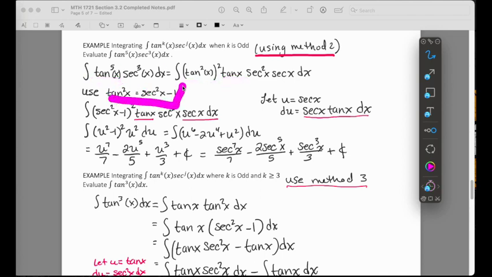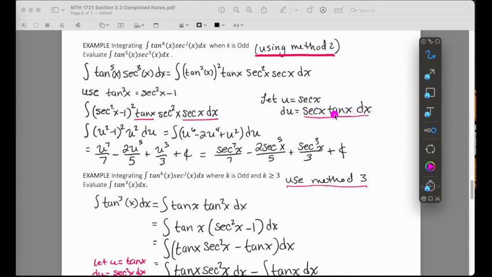And then I can use this tangent squared identity. This is one of our Pythagorean identities. Solve for tangent squared. And I'm going to substitute this secant squared x in here. So I have secant squared x minus 1 squared. And then all of this I'm going to carry back down. Now, according to the method, we're going to let u be secant x. So when I take the derivative of u, I get secant x tan x.